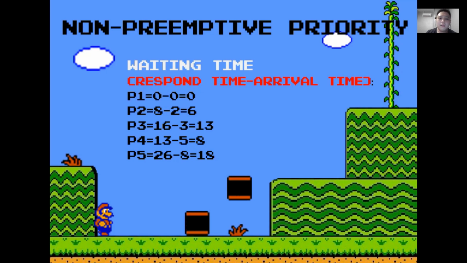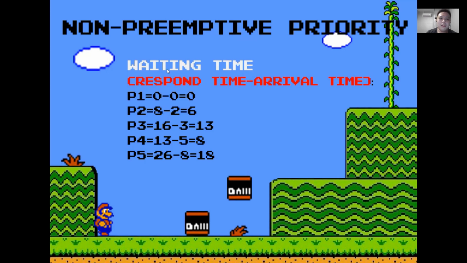The waiting time is calculated by response time minus arrival time. So for P1, we take the 0 response time minus its own arrival time, because we put the arrival time as the start to get the response time of P1, right? So 0 minus 0 equals 0. For P2, we get the response time 8 after we add the P1 response time with the burst time of P1. So we get 8 in total, minus P2's own arrival time.